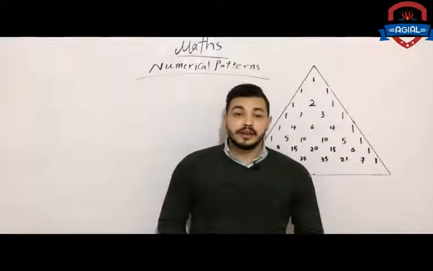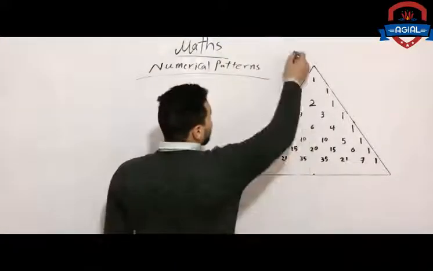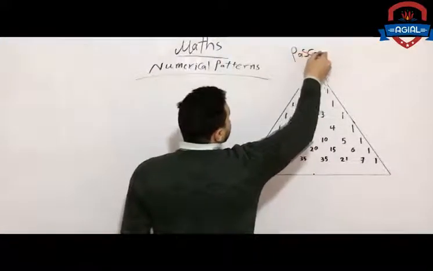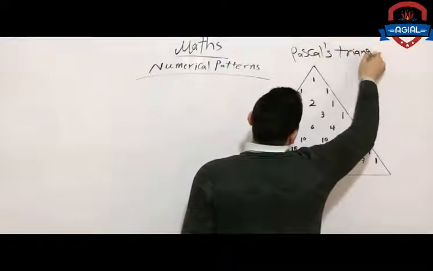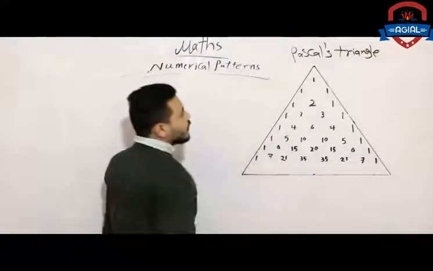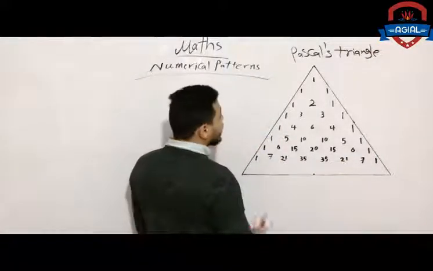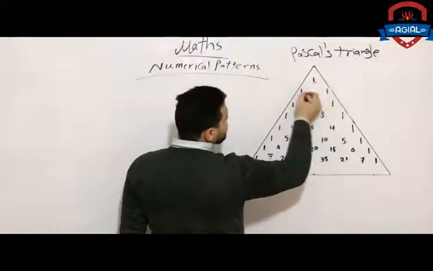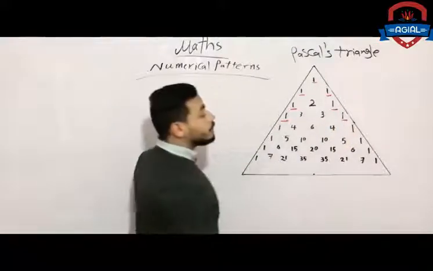In the beginning, look at the following triangle. This triangle is called Pascal's triangle. If we look at this triangle, we find that each row starts and ends with 1.